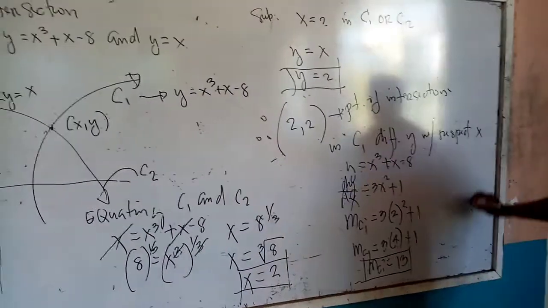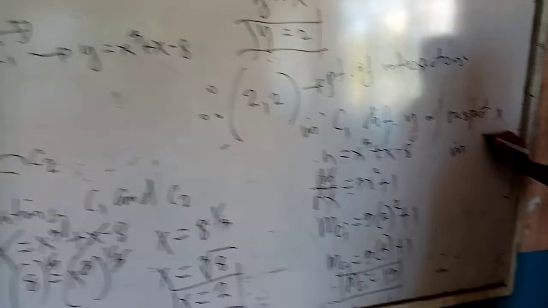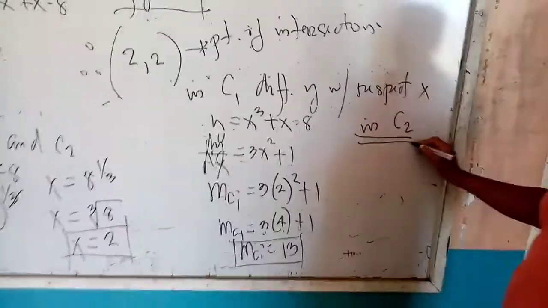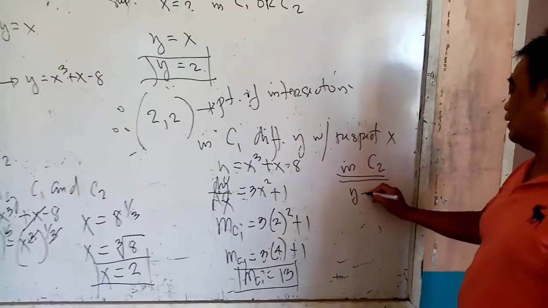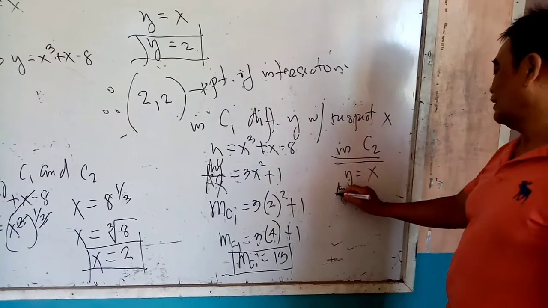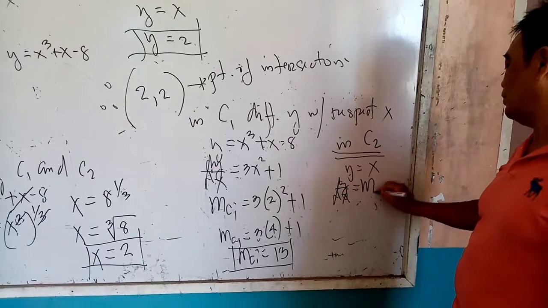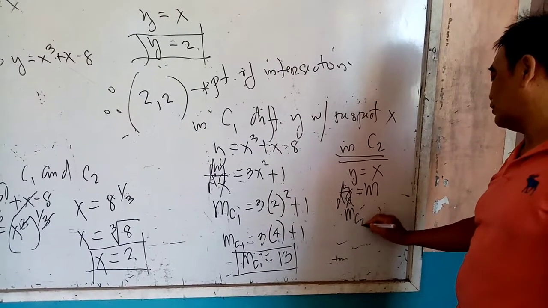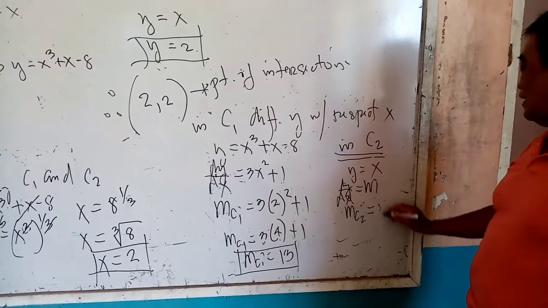Now how about curve number 2? What is curve 2? Y will be equal to x. If you differentiate this one, dy divided by dx is equal to the slope. The slope of curve number 2 is equal to the derivative of x, which is 1.